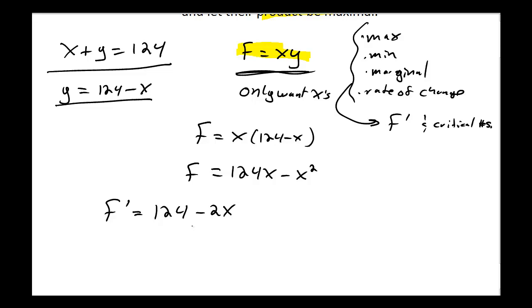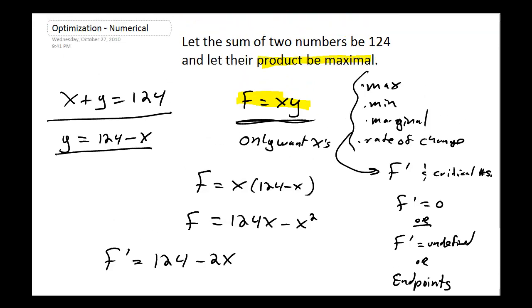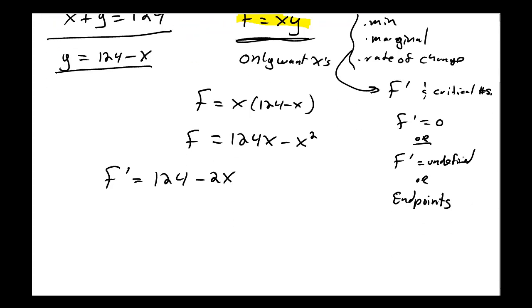I want to find critical numbers. Critical numbers happen where the first derivative is equal to 0, or where the first derivative is undefined, or where I have endpoints. Here in this problem, it said let the sum of two numbers be 124 and let their product be maximal. It didn't tell me any endpoints. This is a polynomial, so I'm never going to have any undefined places. So my only option is places where this first derivative is going to equal 0.